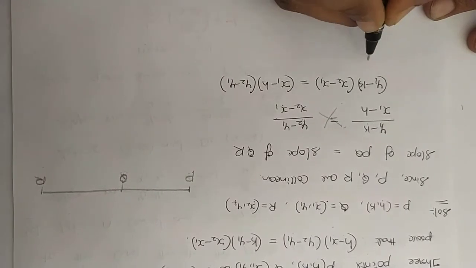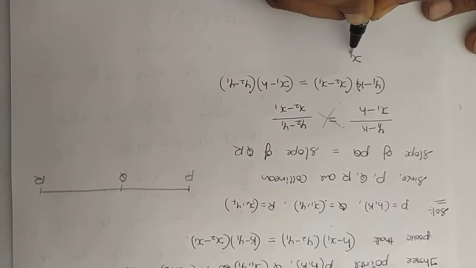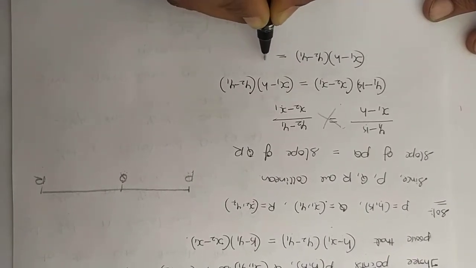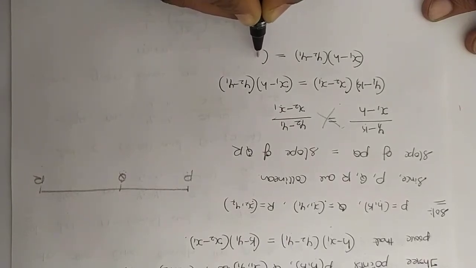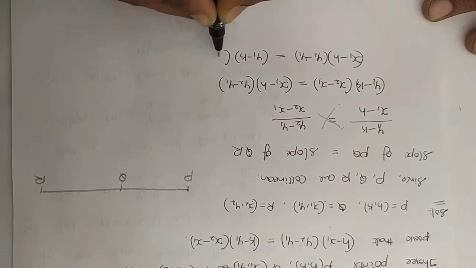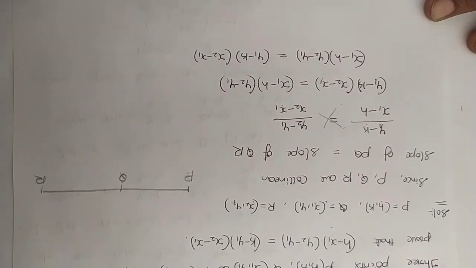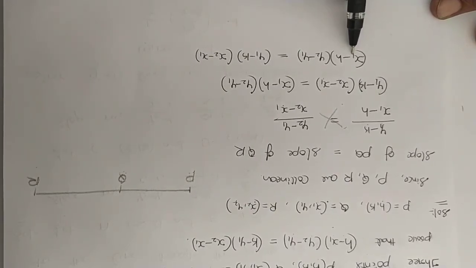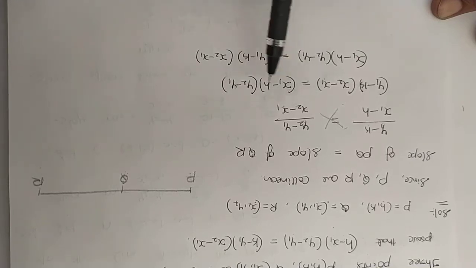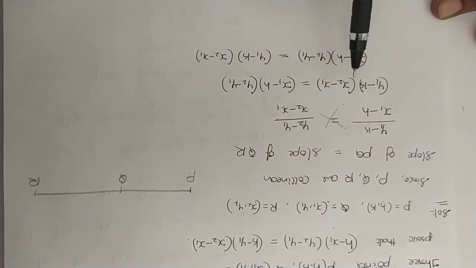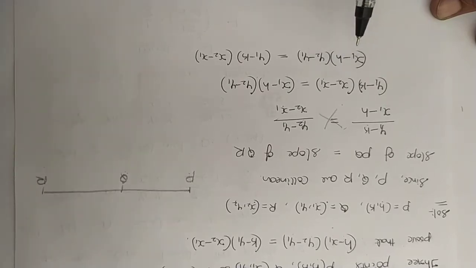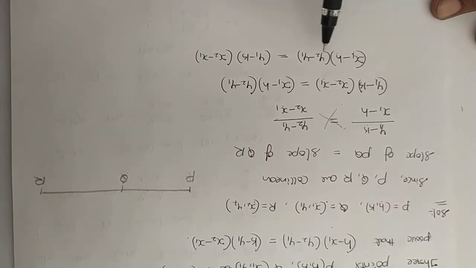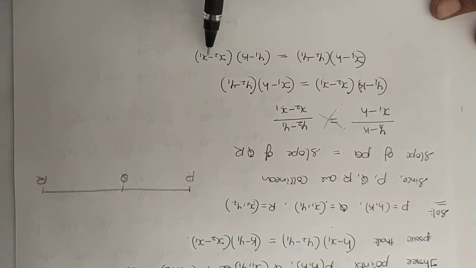You just reverse it. This equation can also be written as x1 minus h into y2 minus y1 equals to y1 minus k into x2 minus x1. Understand? I'm just taking this left side to the right, as well as taking the right things to the left. That's it. x1 minus h, y2 minus y1 equals to y1 minus k, x2 minus x1.